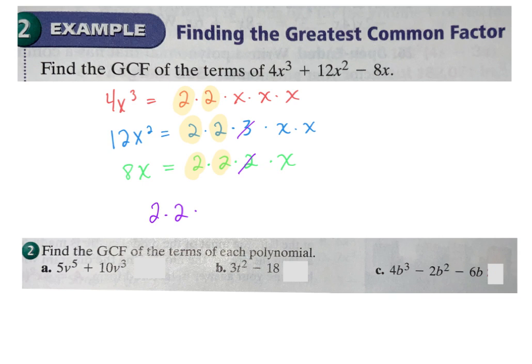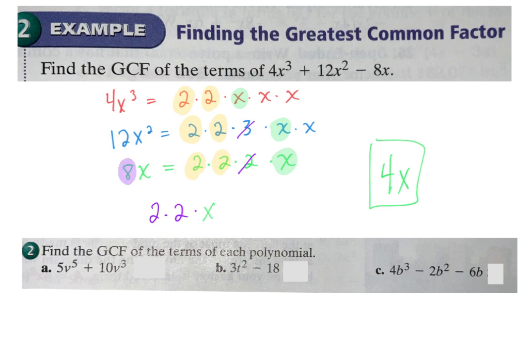For my x's, the most I can use is the least that I have. So which one has the least number of x's? The 8x, right? And how many does it have? It has 1. So the most x's I can use is just 1. So I can just use an x here. And so my greatest common factor here would be 4x. Now I'm not saying you have to do that every time you do this process. Obviously, I'm breaking it down for you. What you're doing is looking at all 3 of these numbers, all right?